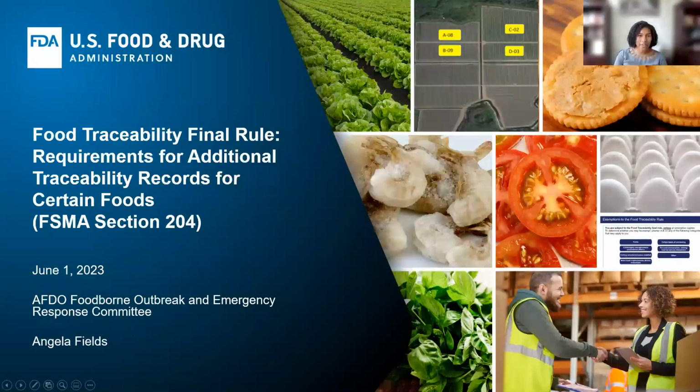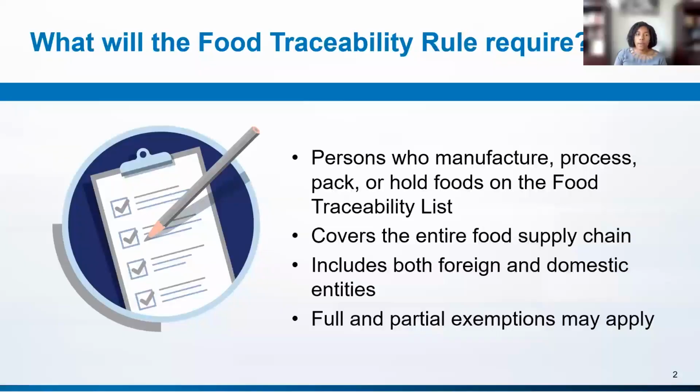Thanks, Karen, and good afternoon, everyone. As Karen mentioned, I'll be providing a really high-level overview of the requirements of the final rule and giving you a perspective of what's contained therein. As I'm sure many have heard numerous times, the final food traceability rule requires that persons who manufacture, process, pack, or hold foods that are on the food traceability list comply with the requirements in FSMA 204. The food traceability rule establishes some new record-keeping requirements for those persons covered by the rule. We feel these additional record-keeping requirements are necessary to help FDA rapidly and effectively identify and remove potentially contaminated food from the marketplace.